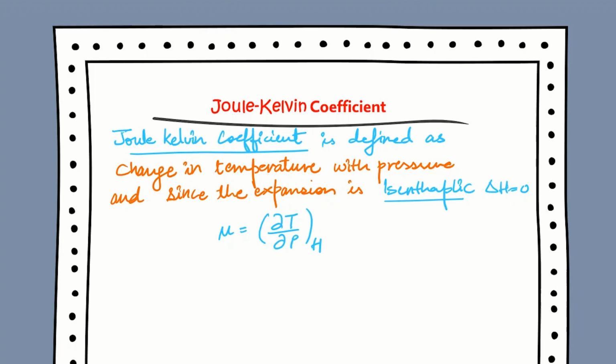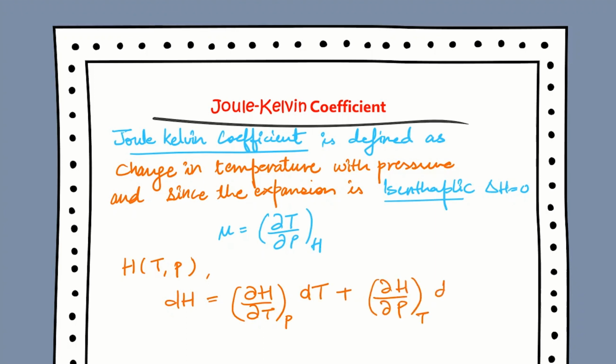The Joule-Kelvin coefficient we will represent with mu, and now we will write the enthalpy as a function of temperature and pressure. So we can write dH, the change in enthalpy, as del H by del T at constant pressure dT, plus del H by del P at constant temperature dP. So this is the differential. Now we know dH is 0, and we know del H by del T is nothing but Cp, the heat capacity at constant pressure. So we can simply replace this with Cp, and now we have to find del H by del P at constant temperature. So now let's see how to find it.